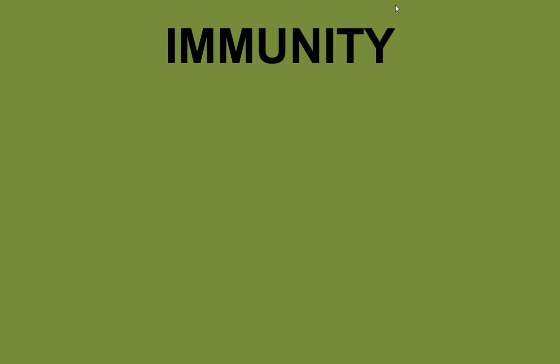Okay, this is the second part of the lesson. This is called immunity. So what is immunity? Immunity is the ability of the body to fight diseases or disease-causing organisms. This is called immunity. Now, what's the other name of disease-causing organism? This is called pathogen, right?